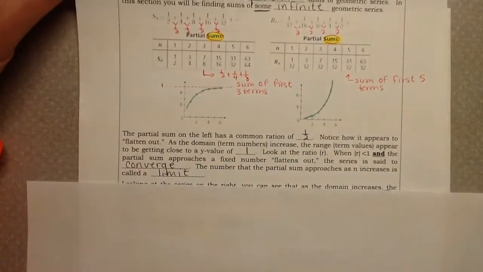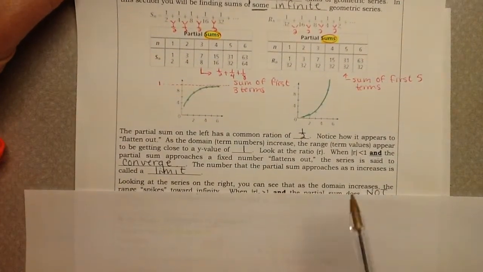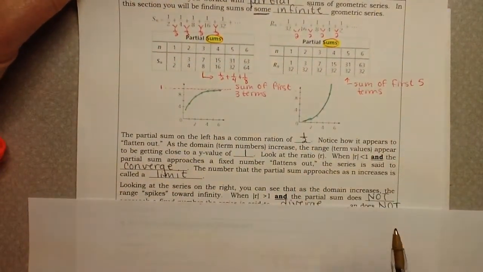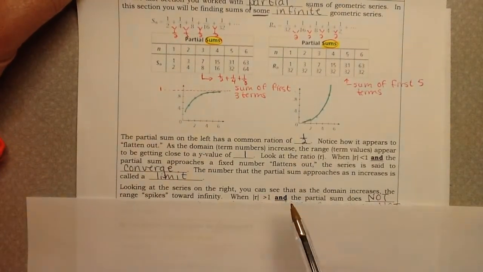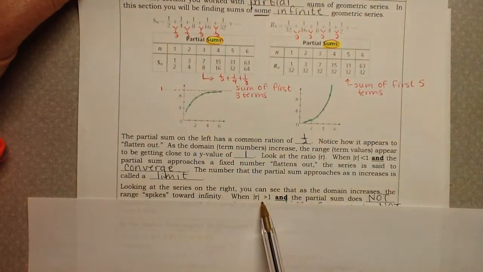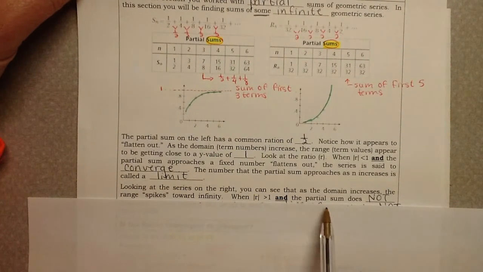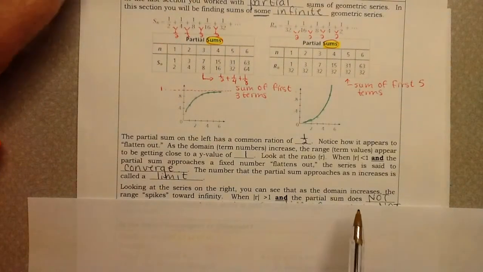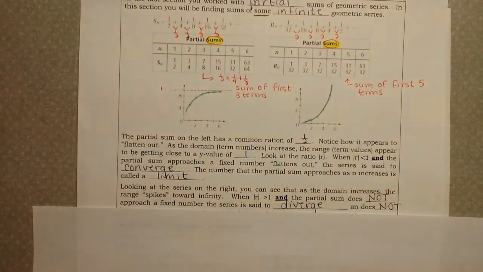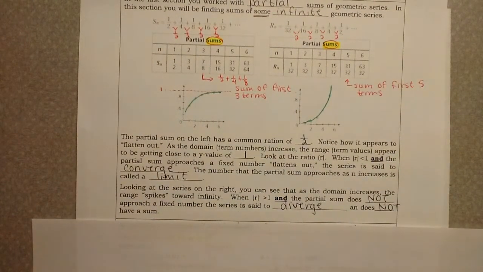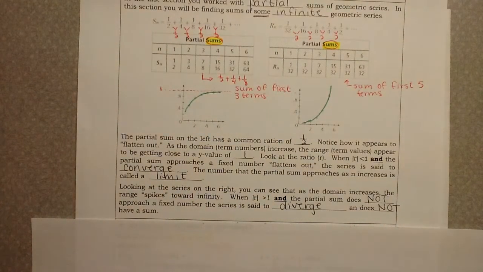Now looking at the series on the right, you can see that as the domain increases, the range spikes, so it goes up like this, off towards infinity. So when the absolute value of r is greater than 1, and both of these things have to happen, and the partial sum does not approach a fixed number, so this just keeps getting bigger and bigger, the series is said to diverge, and it does not have a sum. So if a series is infinite and it converges, we can work on finding the sum.